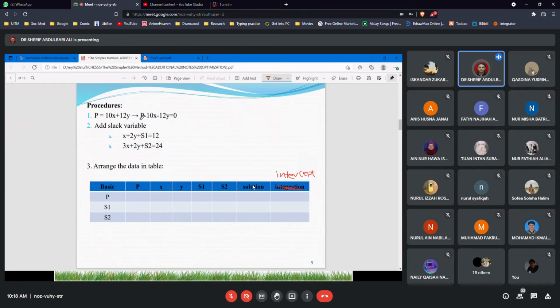So now first we look at the objective function. For the objective function, it has p, so it's equal to 1. X is equal to -10. And y is equal to -12. Does the objective function have any slack variables? No. So it's equal to 0. What's the solution of the objective function? It's equal to 0.